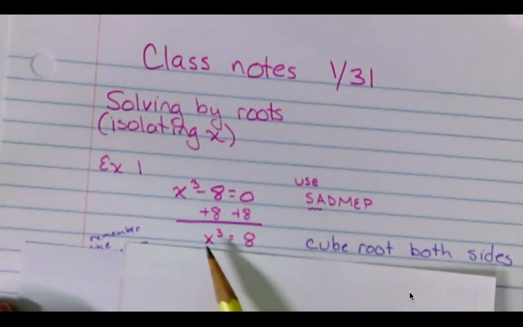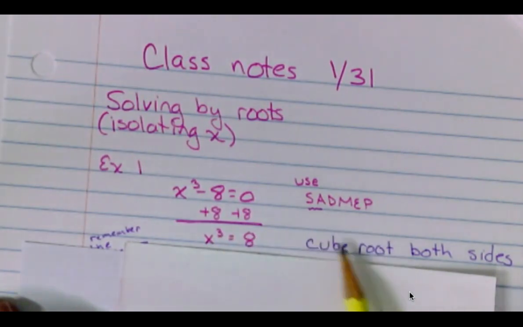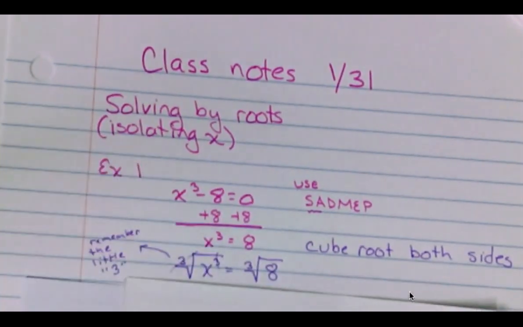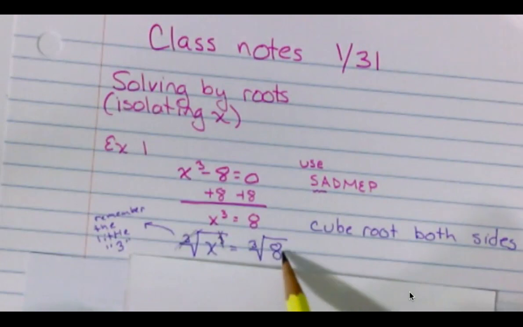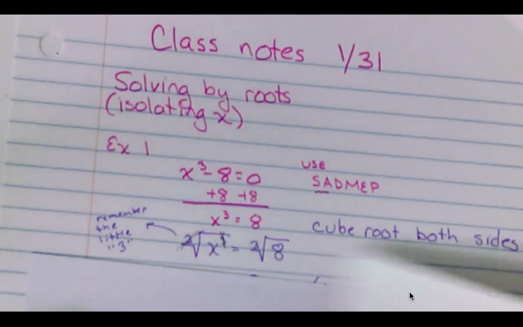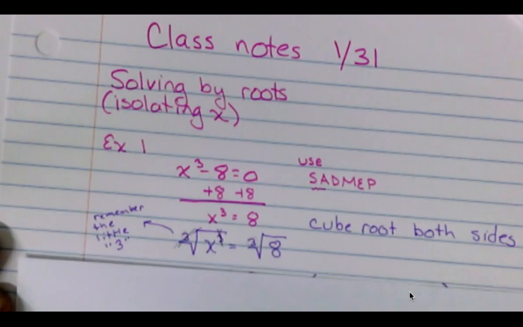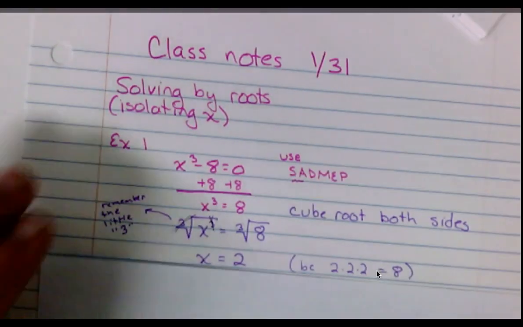Now, this looks like something where you'd square root both sides, but to get rid of a cube, we're going to cube root both sides. So what that means is you draw a radical sign, but you put a little 3 here and a little 3 here. And so when you cube root both sides, this 3 cancels each other out. And you're looking for the third root of 8. And that is, what is a number that when multiplied times itself 3 times can equal 8? And that number is 2, because 2 times 2 times 2 is 8.